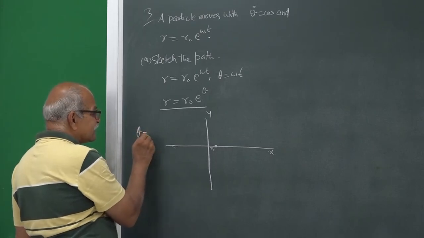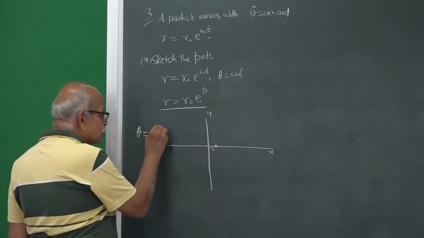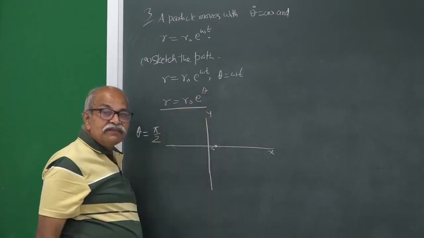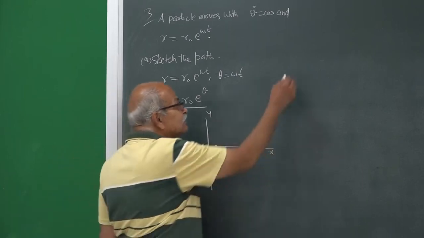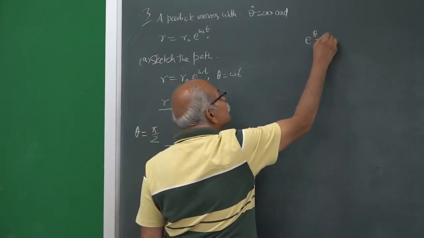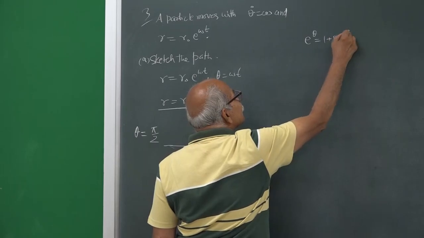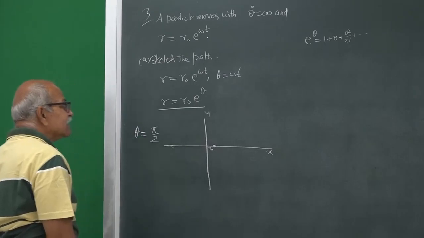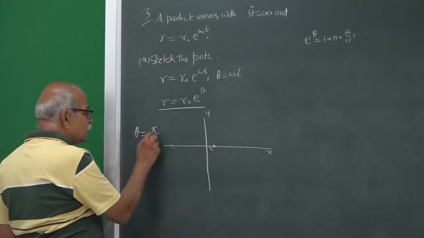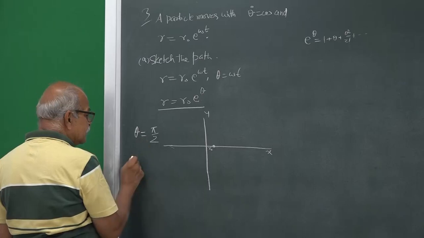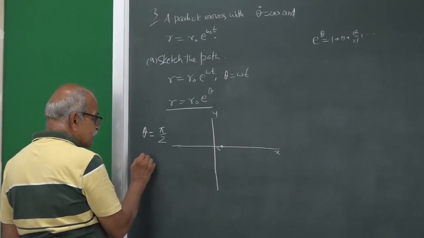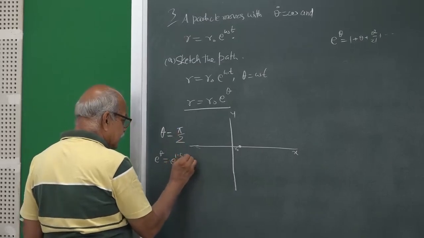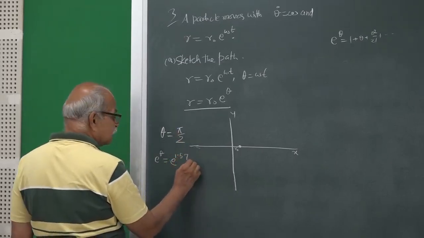Now, when theta is, let us say, pi by 2, as theta increases from 0, e to the power theta will increase. You know what e theta is? e to the power theta is 1 plus theta plus theta square by 2 and so on. So, theta increases, e theta increases. At theta equal to pi by 2, e to the power theta is e to the power say 1.57, and that value is around 4.8.